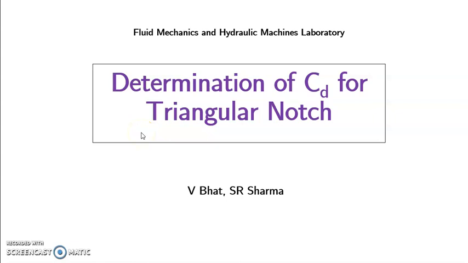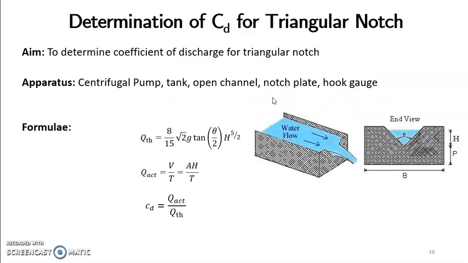Hello everyone. In this session, we will discuss the determination of coefficient of discharge, that is CD, for triangular notch. The aim of the experiment is to determine coefficient of discharge for triangular notch. The notch is nothing but a flow meter used to measure the flow rate.